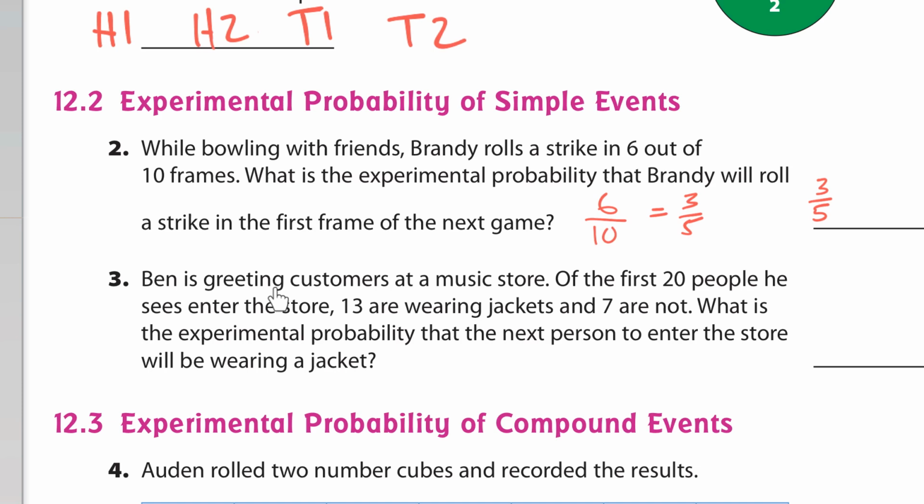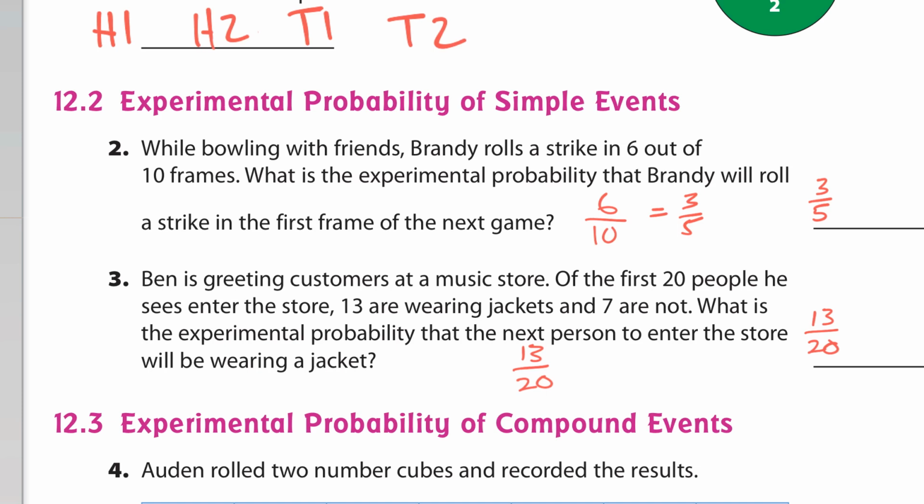Next one, Ben is greeting customers at a music store. Of the first 20 people he sees enter the store, 13 are wearing jackets, 7 are not. What is the experimental probability that the next person to enter the store will be wearing a jacket? Well, of the 20 people, 13 are wearing jackets out of 20. And that is simply it. It's just 13 out of 20.